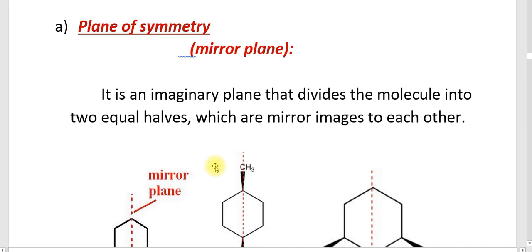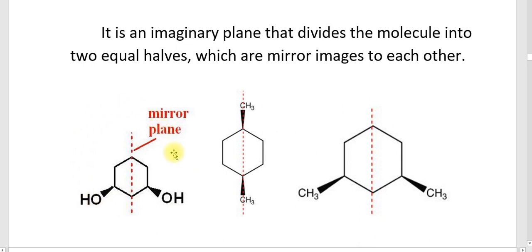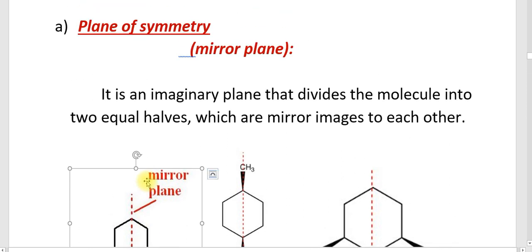First one is the plane of symmetry. Okay, before giving the definition, we can see an example. Here this is a molecule. If I consider a plane here, this is a mirror plane, in such a way that the two halves are mirror images of each other. I can see that this half is exactly the mirror image of the second half. So such an imaginary plane that divides the molecule into two halves, which are mirror images of each other, is called the plane of symmetry, or otherwise the mirror plane.